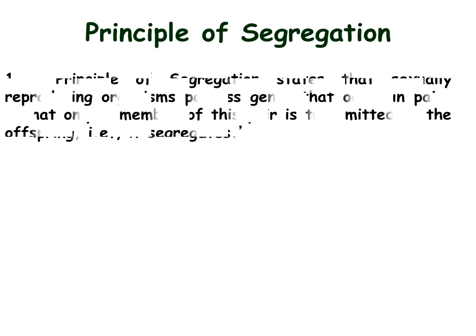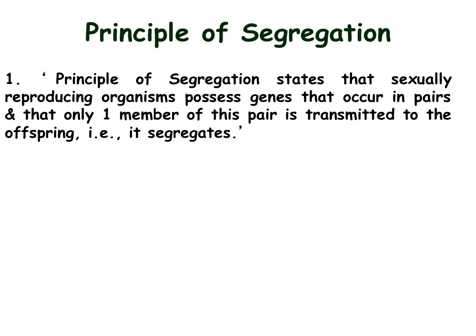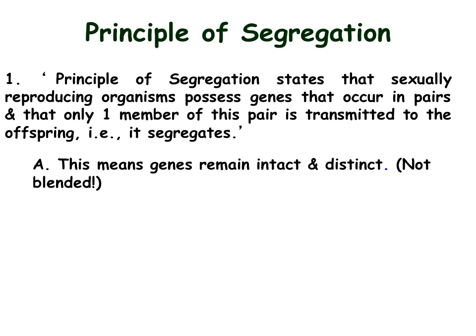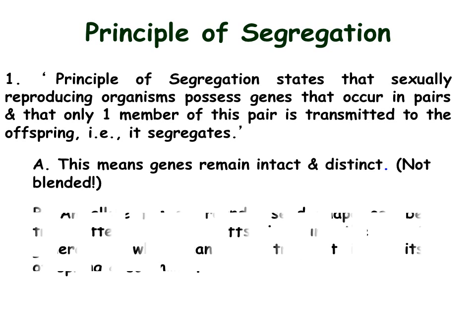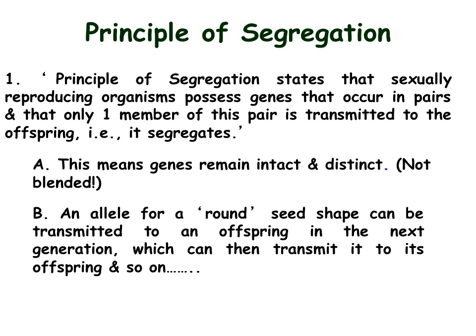The first principle was, of course, of segregation. And I'll put a little definition here in quotes. The principle of segregation states that sexually reproducing organisms possess genes that occur in pairs, and that only one member of this pair is transmitted to the offspring, i.e., it segregates. This means that genes remain intact and distinct, so they don't become blended when you inherit them. And that's a very important concept.